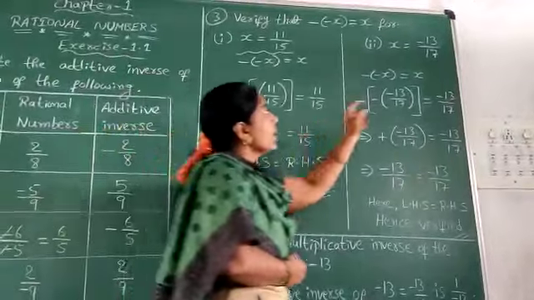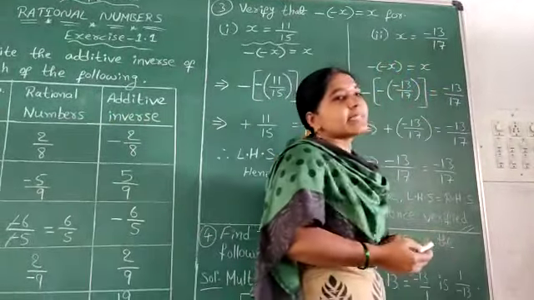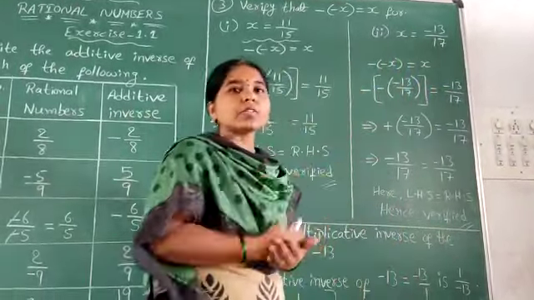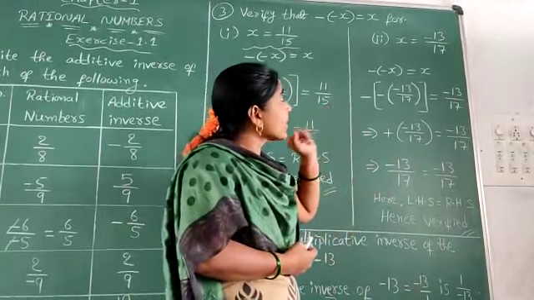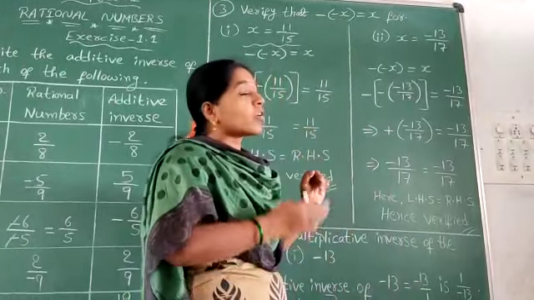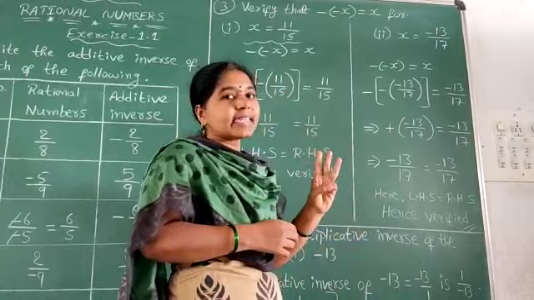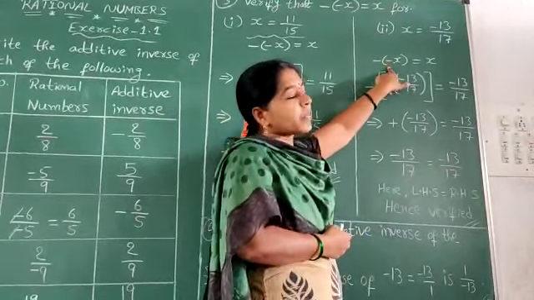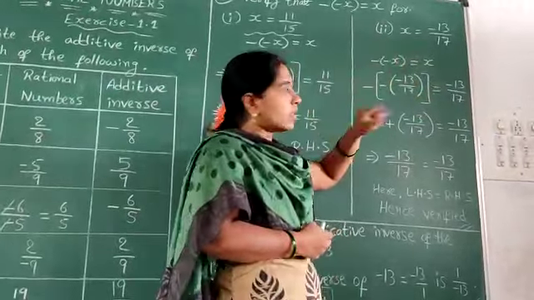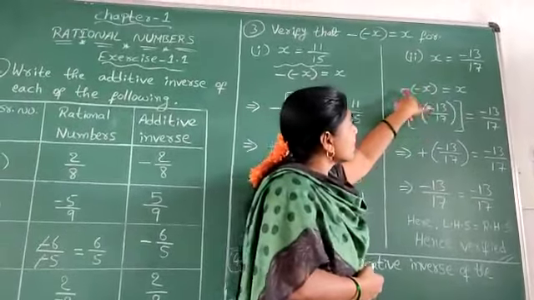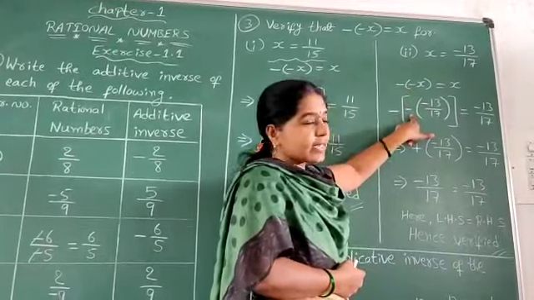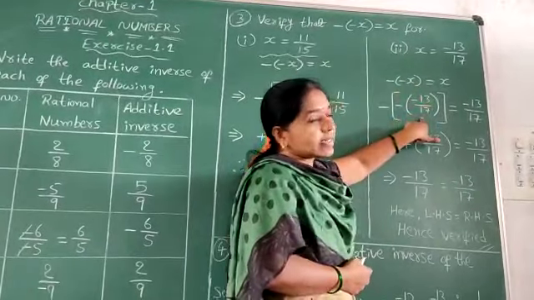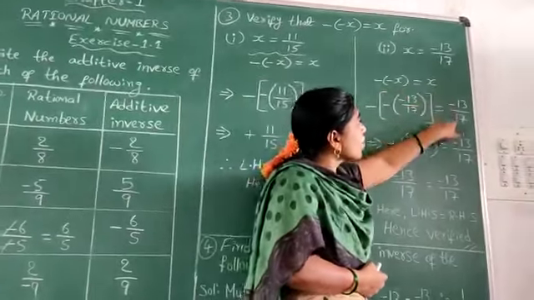Next question. x is equal to minus 13 by 17. In the first question, a positive rational number they have given. In the second one, a negative rational number. Concentrate here, we have to write 3 times minus. Why? Because in the question already 2 times minus they have given. One more minus is in our question. Minus of minus. These two minus as it is we have written. And x value is minus 13 by 17 is equal to x.